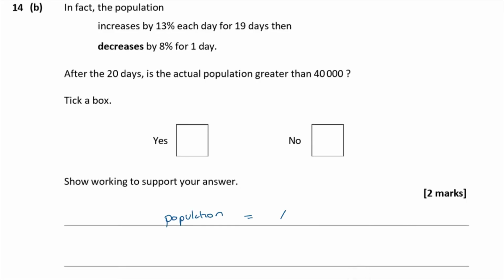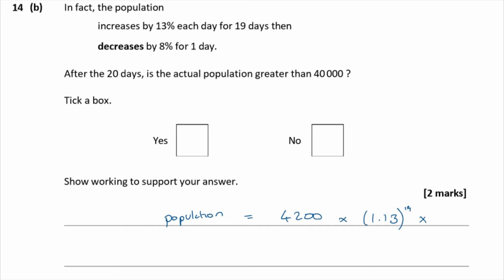So rather than what we had before of 4,200 times 1.12 to the power of 20, instead we've got an increase of 13%. That's going to change my multiplier from 1.12 to 1.13, isn't it? And then I'm only going to apply it 19 times rather than 20. But I am going to apply an additional multiplier where it decreases by 8% at the end.